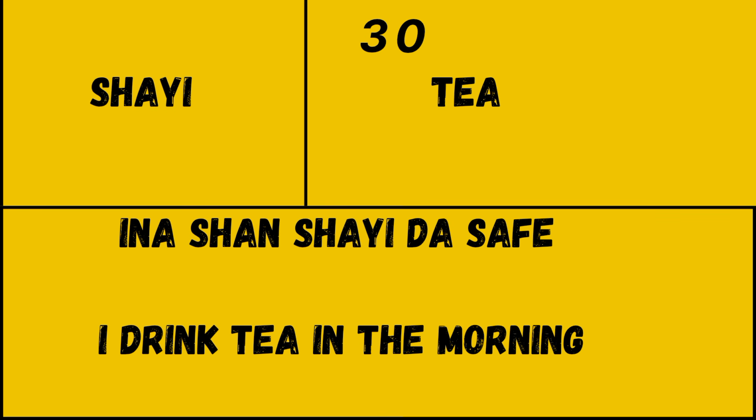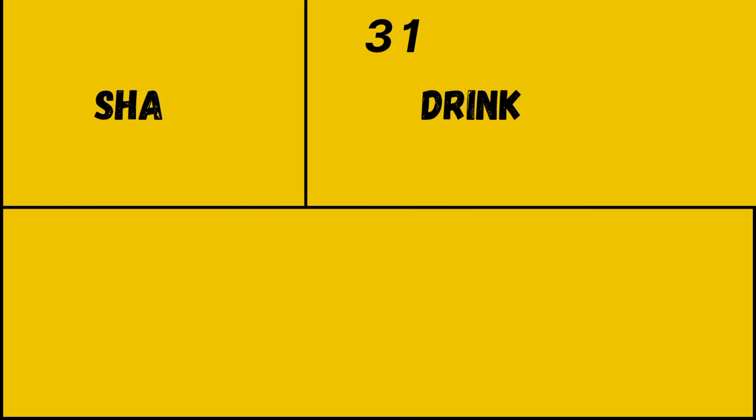Shayi, tea. Ina shan shayi da safe. I drink tea in the morning. Sha, drink. When we want to make sentence with it, we sometimes add n at the back. Ina shan ruwa. But we can also make sentence with it without adding n at the back. Na sha ruwa. I drank water.